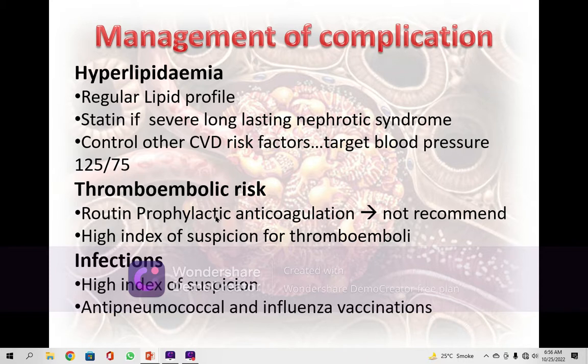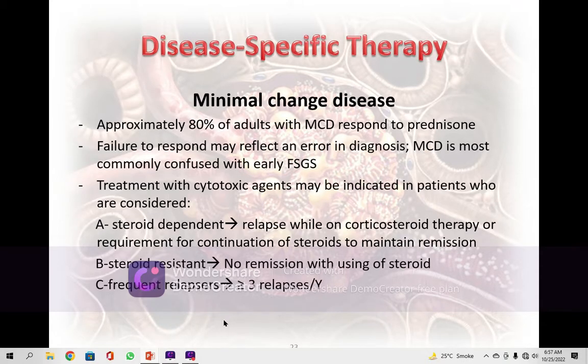Thromboembolic risk: routine prophylactic anticoagulation is not recommended, but if it is a high index and there is a past history of coagulopathy, then you give prophylactic anticoagulation, warfarin for example. Infections are more commonly seen because of loss of IgG, so keep a high index of suspicion. Anti-pneumococcal and influenza vaccination should be done in this patient, against capsulated organisms.